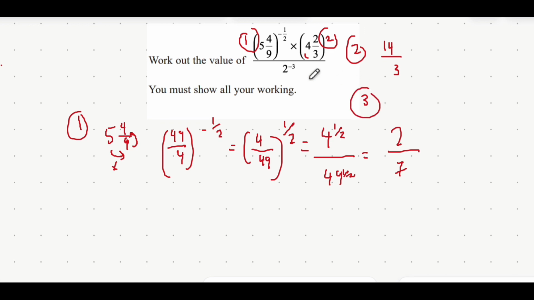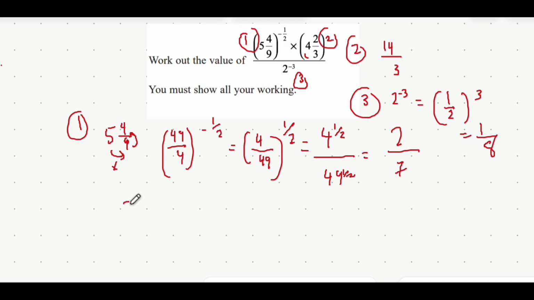And then that third term, 2 to the power minus 3. Well, once again, there's a negative in the power. To get rid of that, you do the reciprocal of 2, which is 1 over 2. And you apply the power of positive 3 now to all of that inside of the bracket. So that's 1 cubed over 2 cubed, which is just 1 over 8. Perfect. Now we can combine it into one complete question.